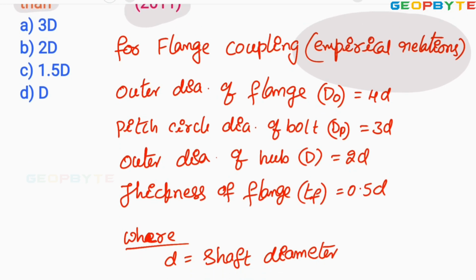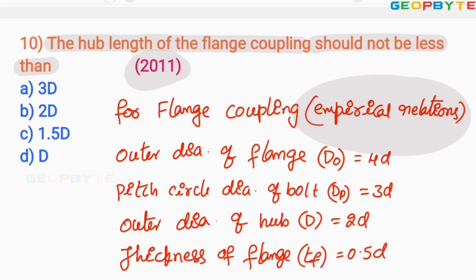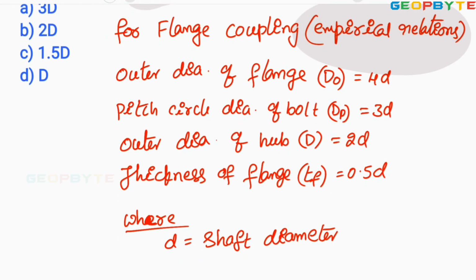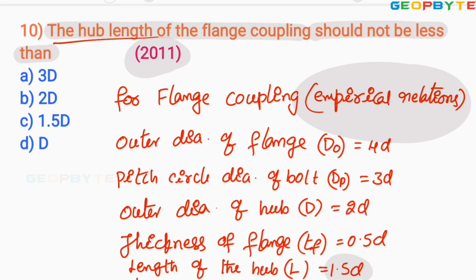Now look at the options. He is asking length of the hub, right? Okay, I forgot to write the length of the hub. Length of the hub L equal to 1.5 d, where d equal to shaft diameter. Anyhow, this problem is asked for the length of the hub. The length of the hub is 1.5 d. Therefore, option C is absolutely correct. Let us move to the next problem.